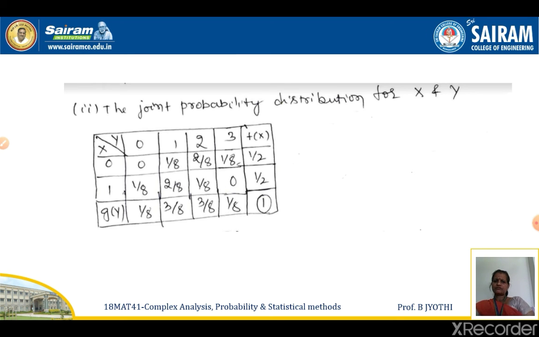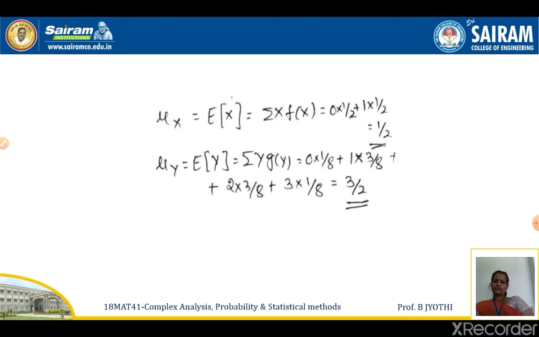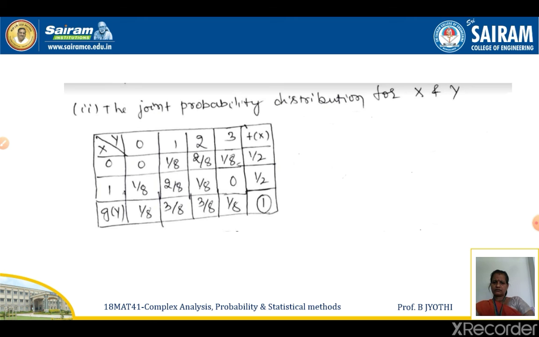The joint probability distribution for x and y is given by, when x is taken as 0, 1 and y is taken as 0, 1, 2, 3. So we have the table like this, that is 0, 1 by 8, 2 by 8, 1 by 8, etc. These are all the values. When we add up the columns, it is 1 upon 8, 3 upon 8, 3 upon 8, 1 upon 8. Similarly, when the rows are added, it will be one half and half. And this column again, if we add, it will be 1, and this row, if we add, it will be 1. That is what a probability distribution function says.